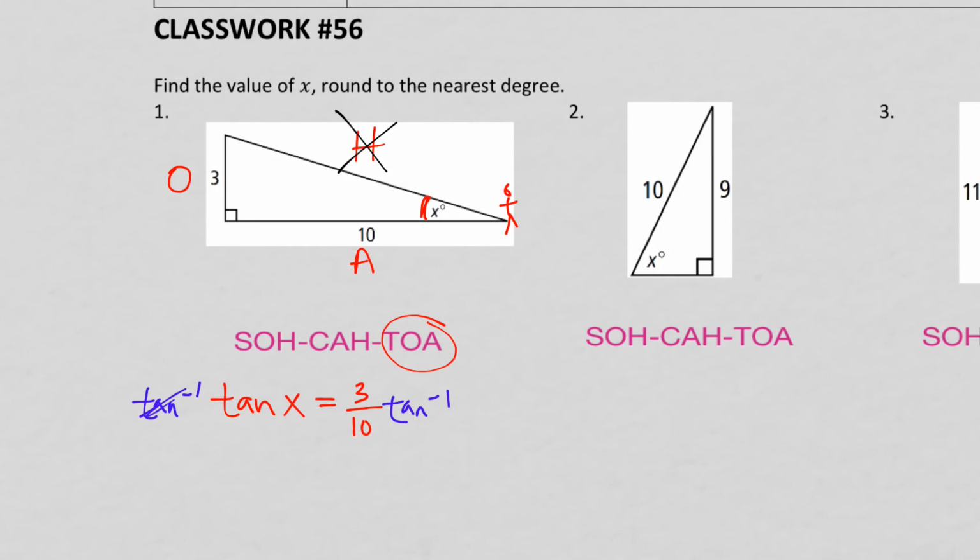So this inverse cancels tangent, so then I end up getting that x equals the inverse tangent of 3 over 10. With the calculator, if I type this in, I find that my missing angle is approximately 17 degrees. So that's how we use our inverse tangent or inverse trig ratios to find a missing angle.